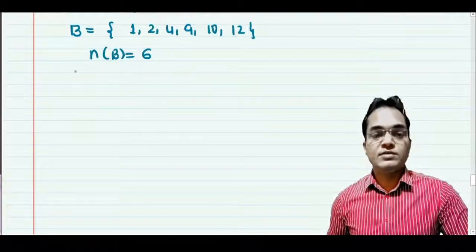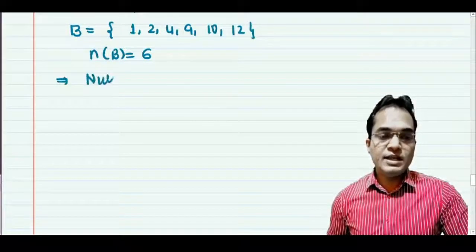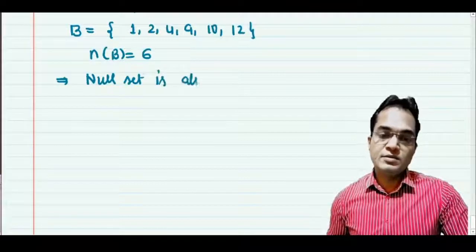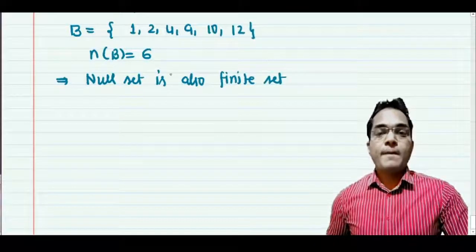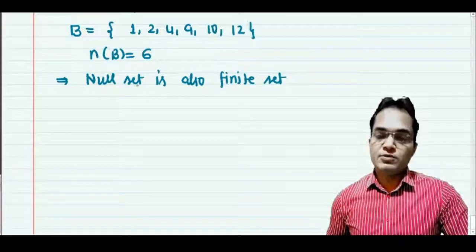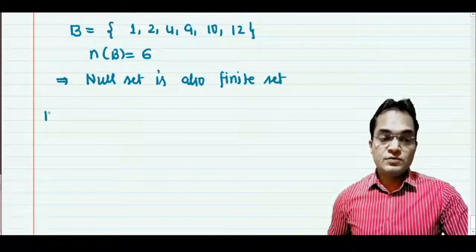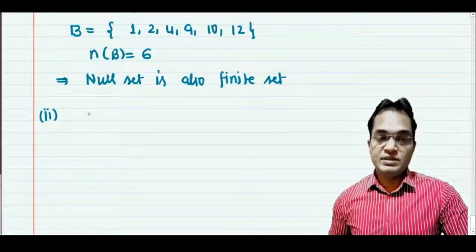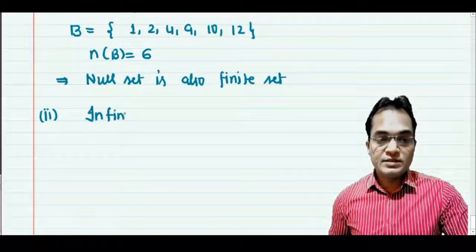There are so many sets which are finite sets. The null set is also a finite set. Yes or no? The set of vowels of the English alphabet is also a finite set. Got it? But now, if there is no limit on the number of elements, then that set is called an infinite set.